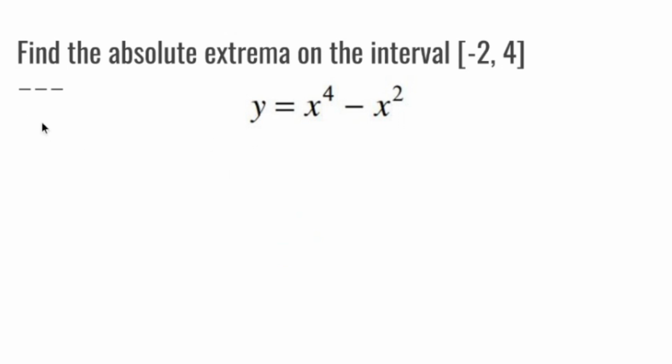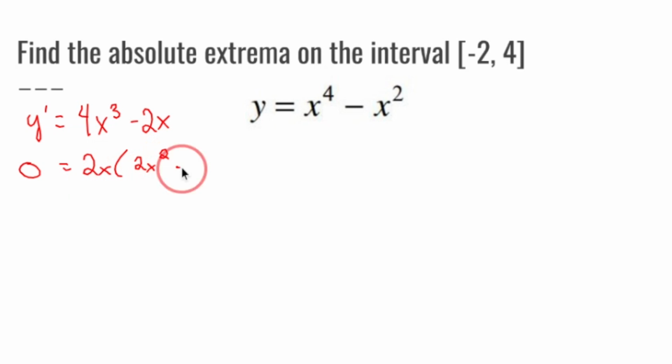First things first, I need the derivative. So y prime is going to equal 4, drop that down, x to the third minus 2x. Drop the 4, make that a 3, drop the 2, make that a 1. Let me set it equal to 0 and factor stuff out. I can bring out a 2x. That becomes 2x squared minus 1. When you have factors multiplied together equaling 0, you use the zero product property, set each factor equal to 0.